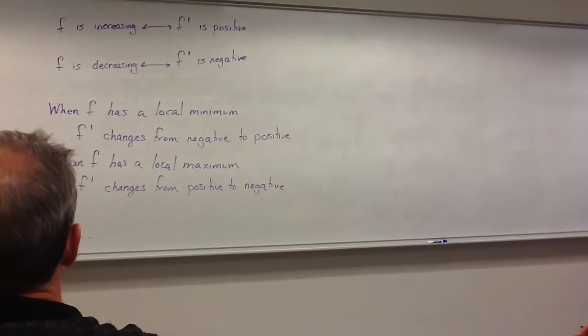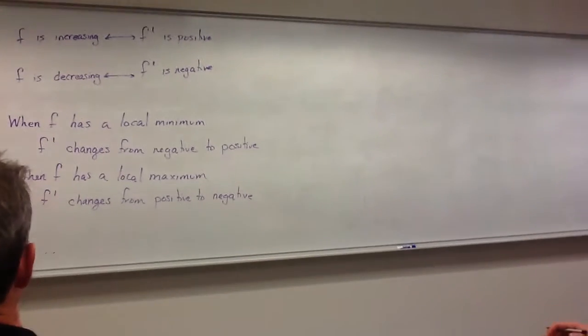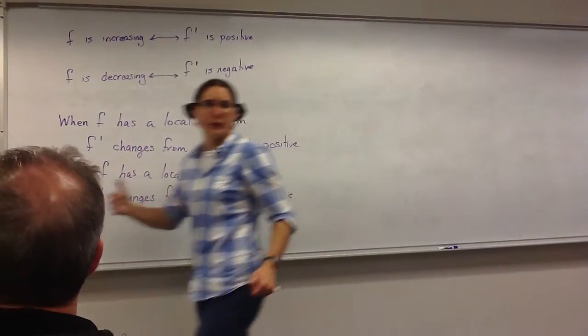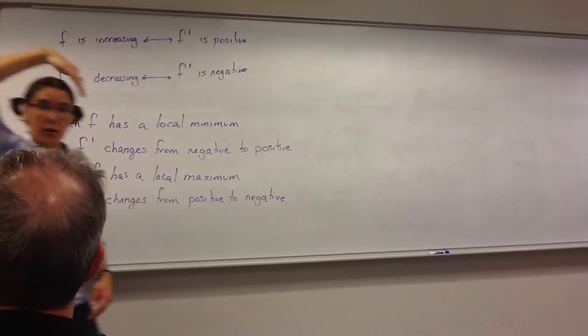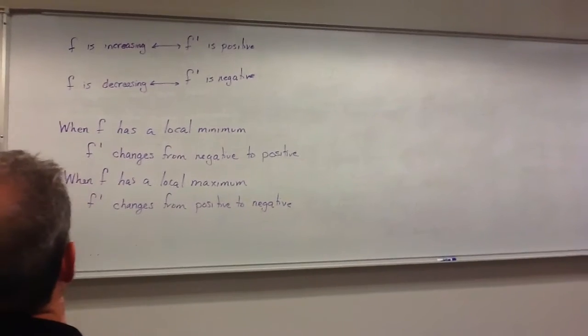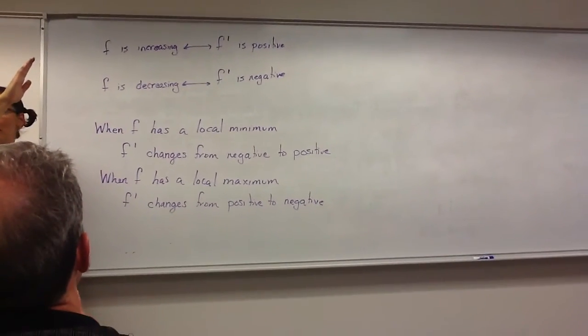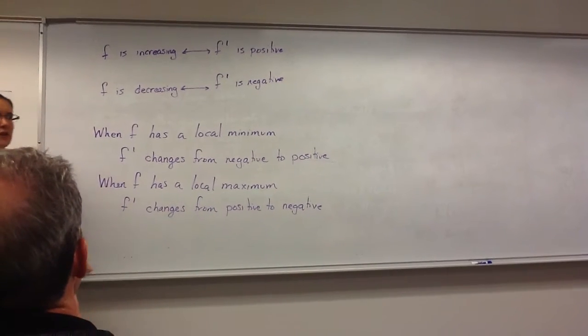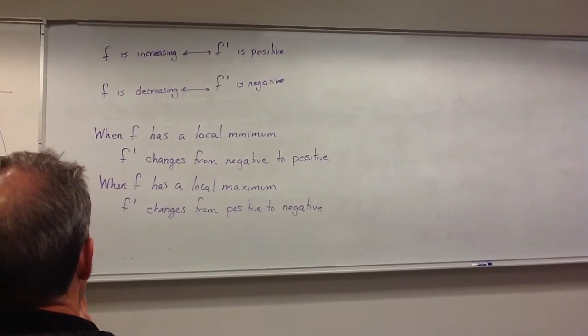So f prime is pretty cool because f prime tells us all the information about whether the original function is going uphill or going downhill. So when f prime is positive, our original function is going uphill. When f prime is negative, our original function is going downhill. And that's really just about it. That's about all that f prime can tell us.